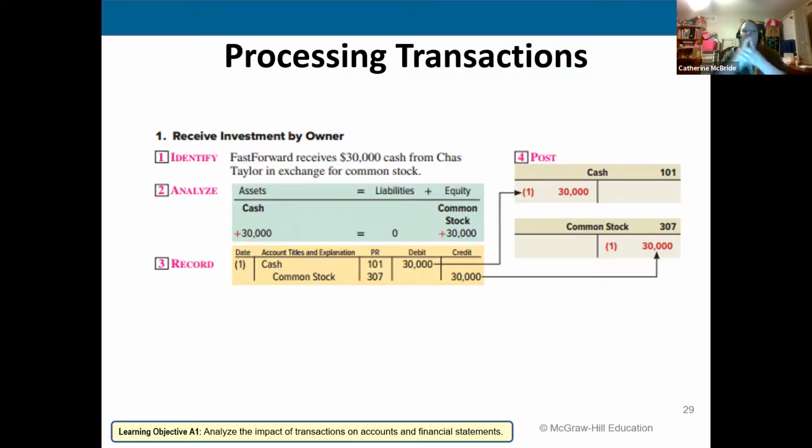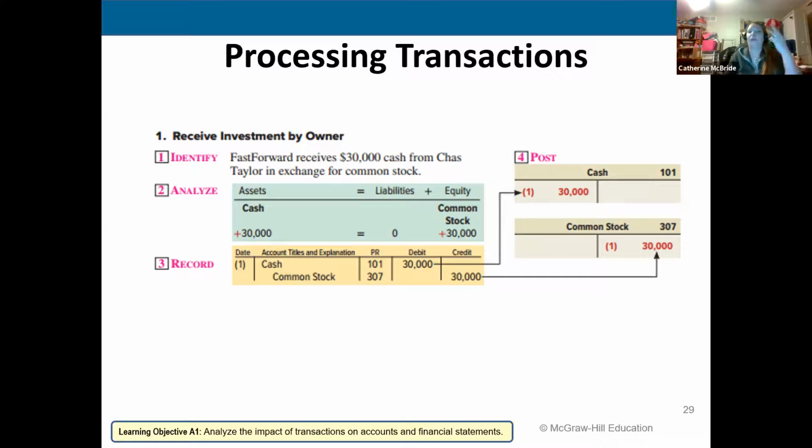So number 1, what happened? Number 2, what accounts are affected? And by that, I don't mean the type of account, I mean the exact account name. So here, cash, I got cash, and common stock, I sold common stock. So the 2 accounts that are affected are cash and common stock. And if I was doing this, I would be writing down cash, common stock.